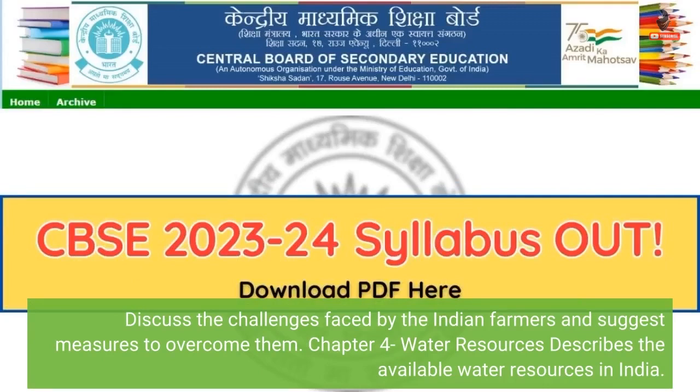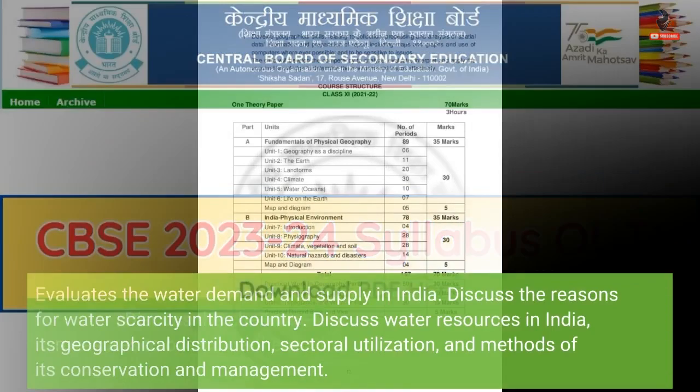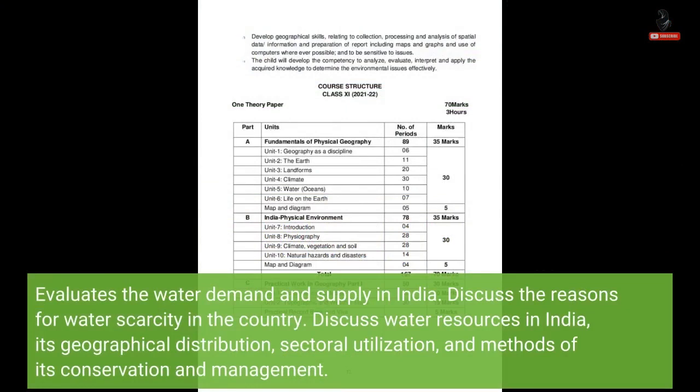Chapter 4, Water Resources. Describe the available water resources in India. Evaluate the water demand and supply in India. Discuss the reasons for water scarcity in the country. Discuss water resources in India, its geographical distribution, sectoral utilization, and methods of its conservation and management.